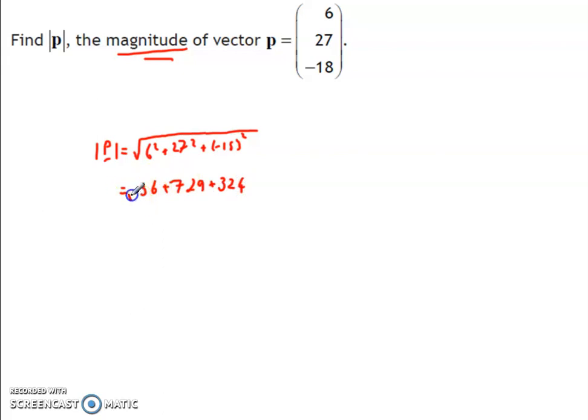So I'm going to add each of these bits together, and then take the square root of the overall answer. If I add each of these things together, I end up getting the square root of 1089. And the square root of 1089, which gives me the magnitude of p, is equal to 33. So my vector p has a magnitude, i.e. a length if you were to plot it in three-dimensional space, of 33 units.